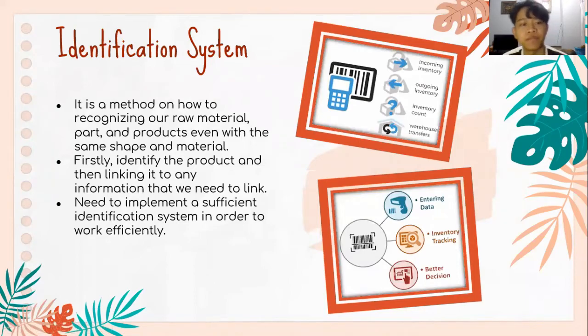Identification system. So what is an identification system? It is a method of recognizing our raw material, our part, or our product even with the same shape and material. Firstly, identify the product and then link it to only the information that we need to link. We need to implement a sufficient identification system in order for it to work sufficiently.